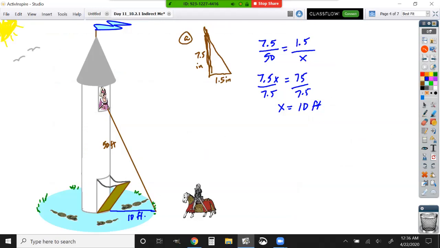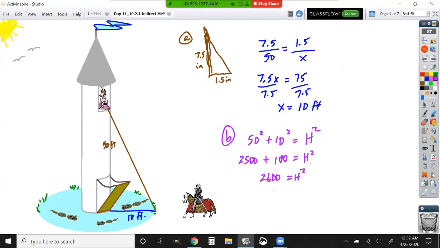Anytime we have a diagonal, we should be using the Pythagorean theorem. So for part B, we're going to say 50 squared plus 10 squared equals hypotenuse squared. This is my H, my hypotenuse. 50 times 50 is 2,500 plus 10 times 10 is 100 is equal to H squared. When you combine those, you get 2,600 equals H squared.